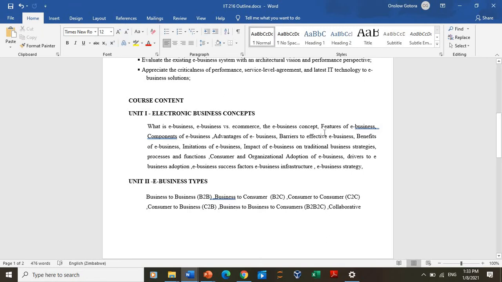I'm sure for the exam, you need to understand the 7 unique features of e-business. You remember we talked of ubiquity, information richness, global reach, interactivity, global standards, whatever. Those are the 7 unique features. You need to know those, especially for exam preparation.